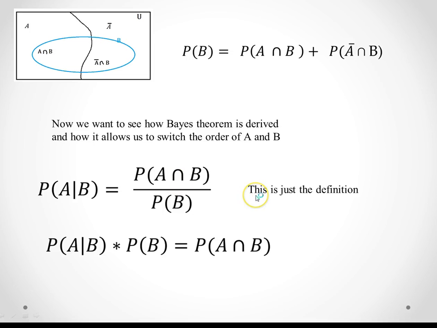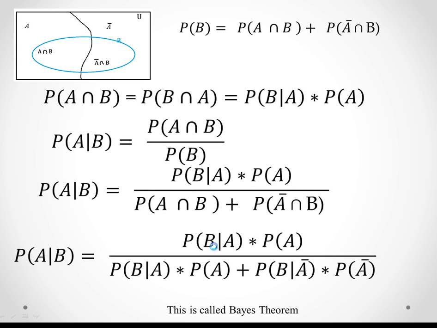And now we want to see how Bayes' theorem is derived. So we start out with this. It's just the definition. Then we move this over to here, and so we have this so far. And then this is just the definition again. But now instead of A intersect B, I'm going to write A intersect B as B intersect A, which is this. So I just put that there.